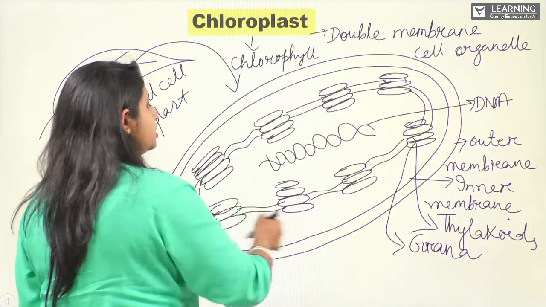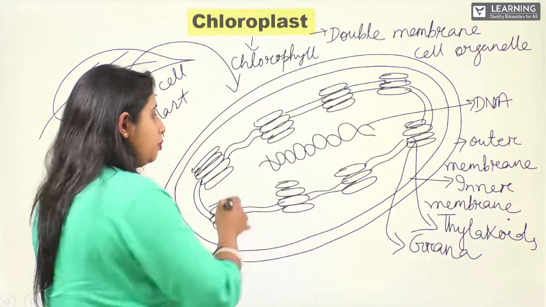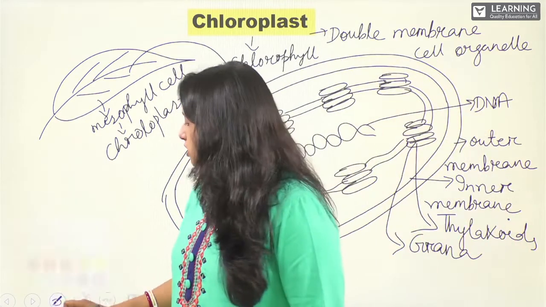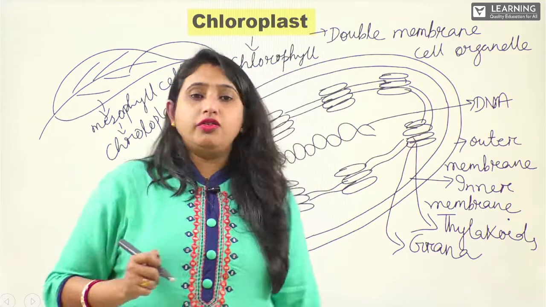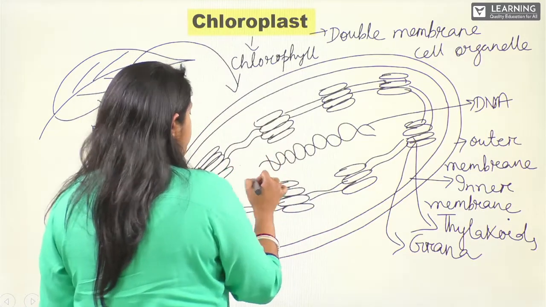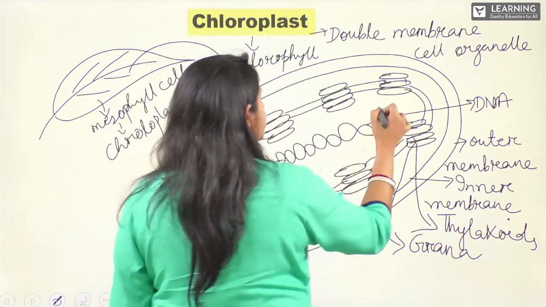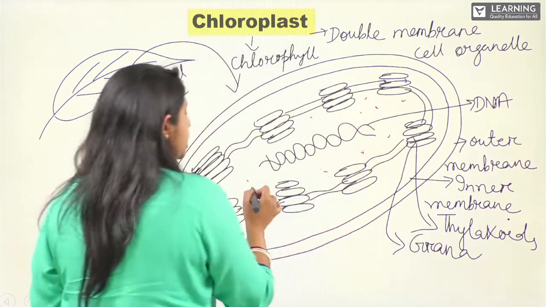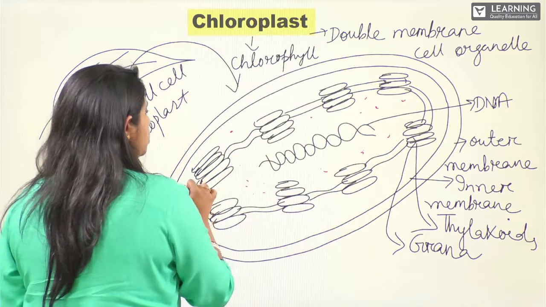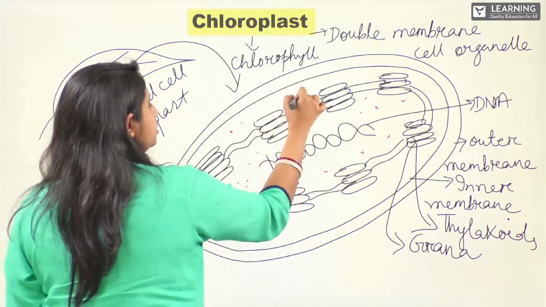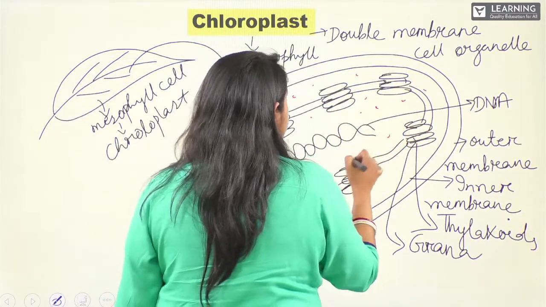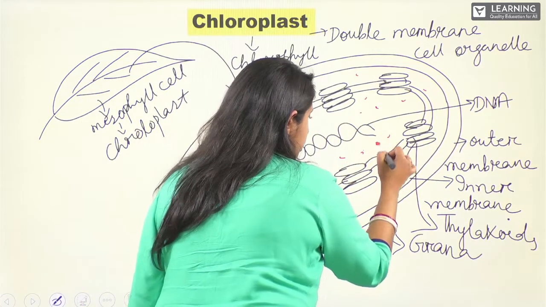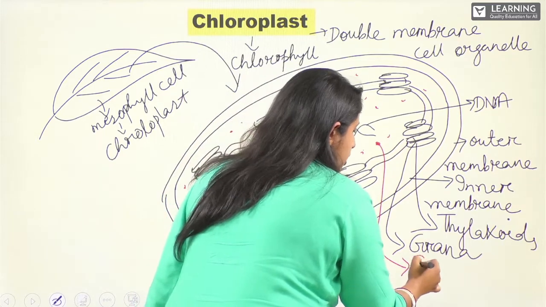Now, inside the inner membrane, the full space, the matrix, is known as the stroma. The chloroplast also contains ribosomes. These red dots are nothing but the ribosomes.